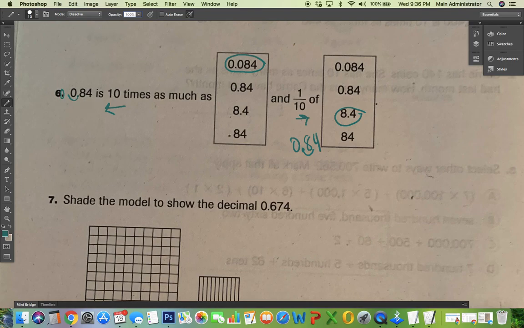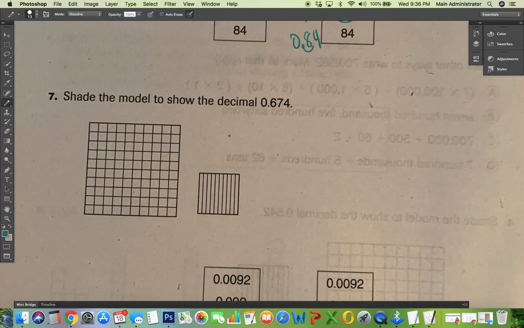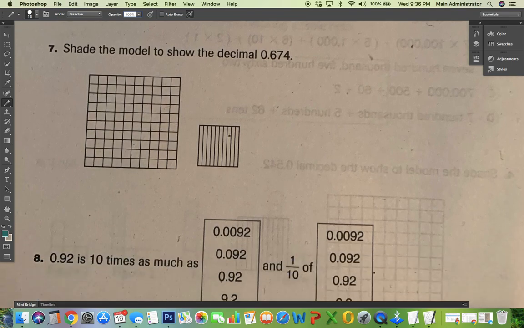Okay, take a look at number 7. Shade the model to show the decimal 674 thousandths. If you were looking at the other page, you know that this, or any square really, cut up into 10 is into the thousandths place. So this would be the thousandths place, and I have 4 there, and 67 hundredths here.